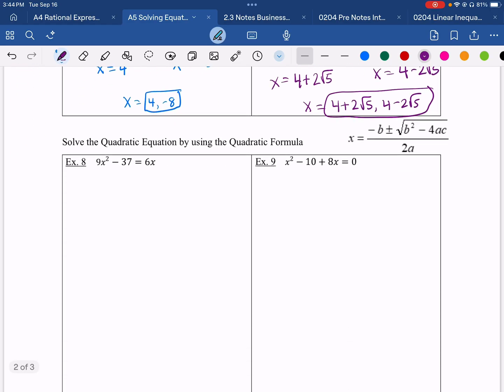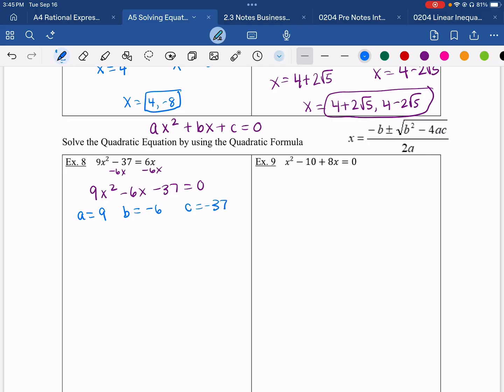Quadratic formula. It needs to be in the form ax squared plus bx plus c equals 0. Here's your quadratic formula. Negative b plus or minus square root b squared minus 4ac all over 2a. So this first one I need to subtract the 6x. So I get 9x squared minus 6x minus 37 equals 0. A is 9. B, take the sign with it, negative 6. C, negative 37.